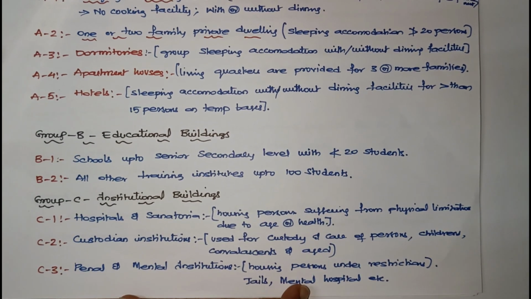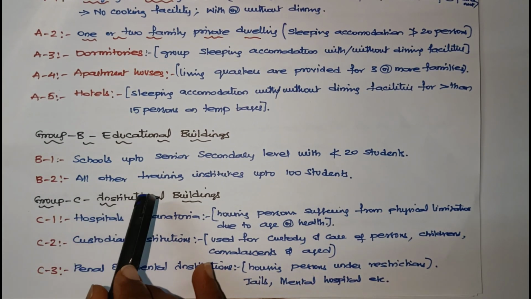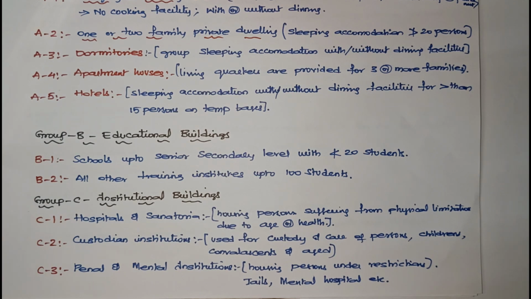Coming to group C, it is institutional buildings. Now, what are institutional buildings? As I said, you will have medical or care for physically or mentally ill persons, like that, right? That comes under institutional buildings. Now, C1, C2, C3, these are the 3 subdivisions of institutional buildings.